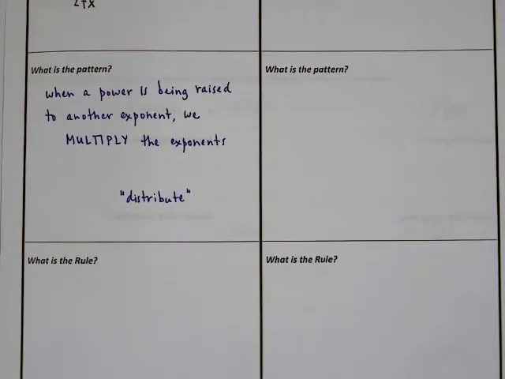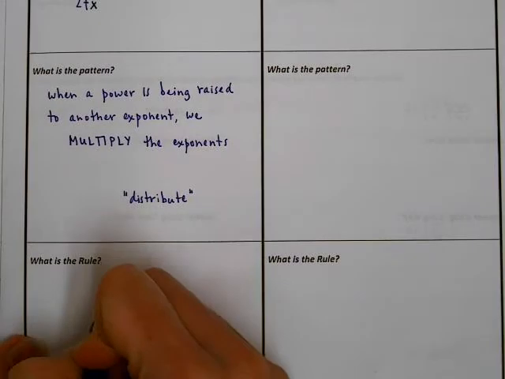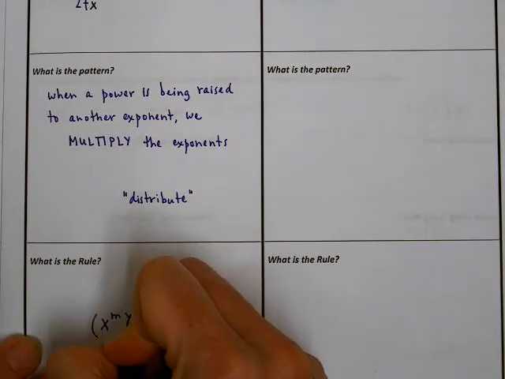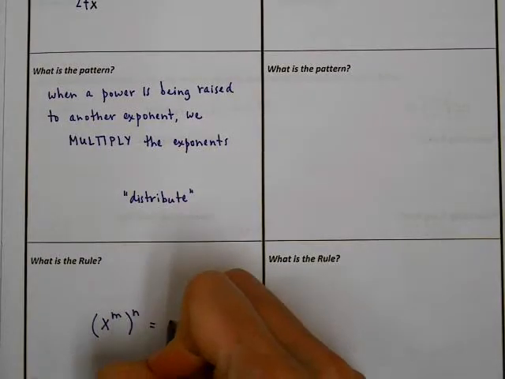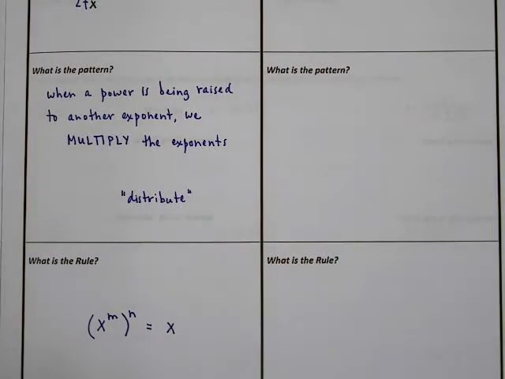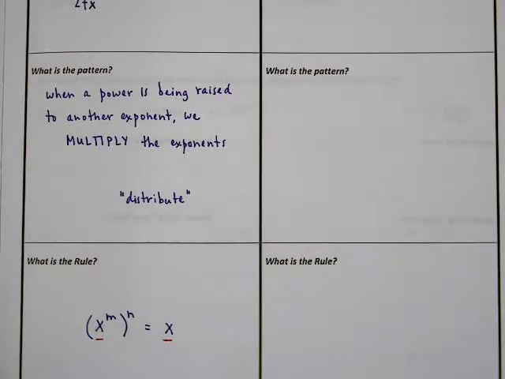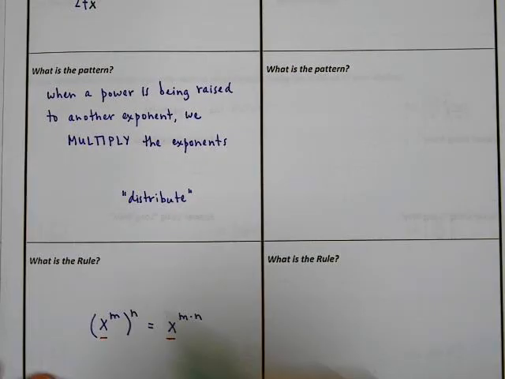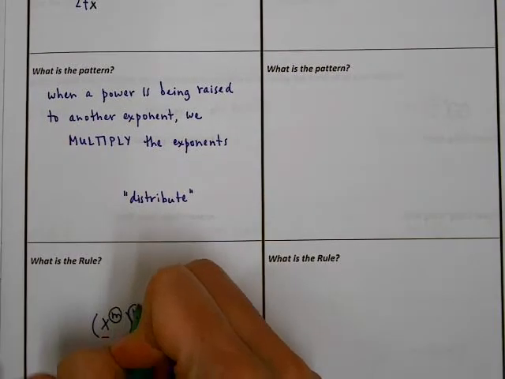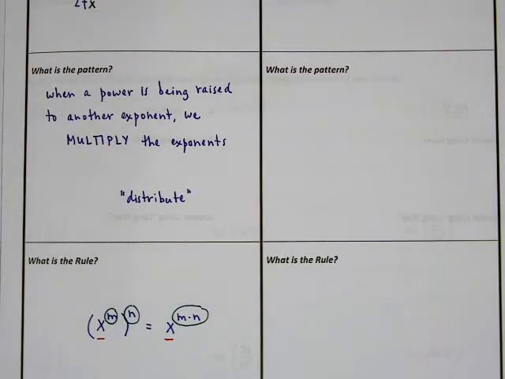So for our rule, it's going to look like this. If I have x to the m power, and I'm raising that to the n, we know our base is going to stay the same. So that base that was x stays x. And then we're going to multiply those exponents. So the m and the n get multiplied, and the new exponent becomes m times n.